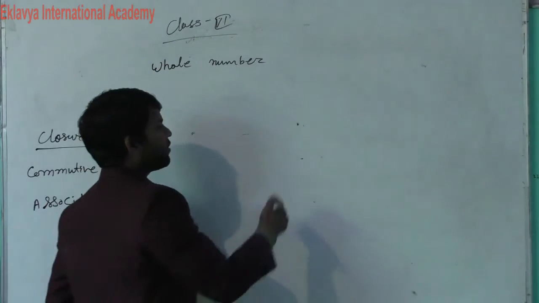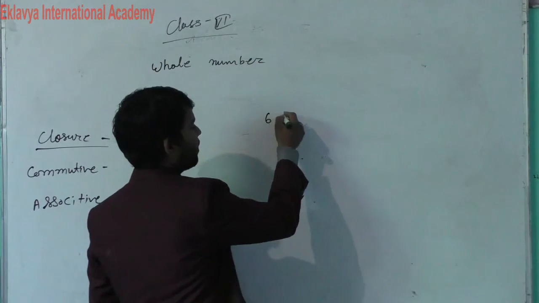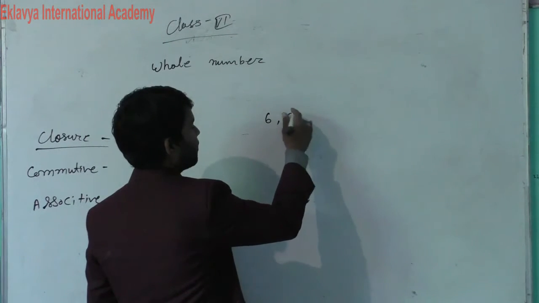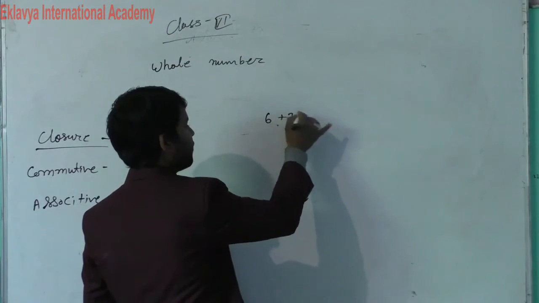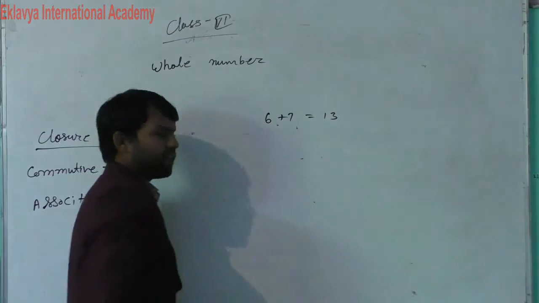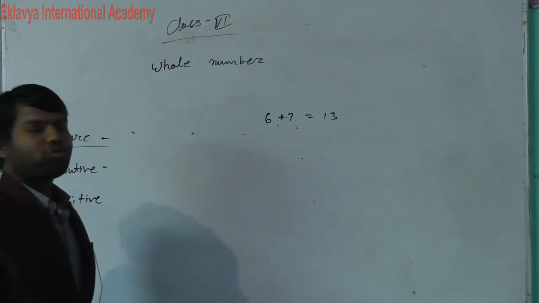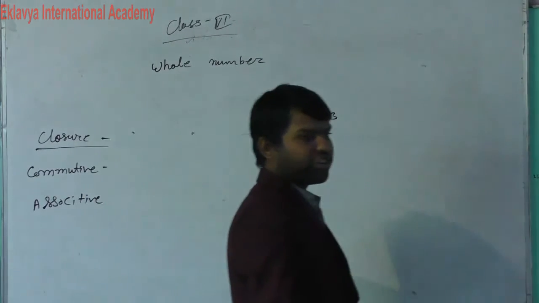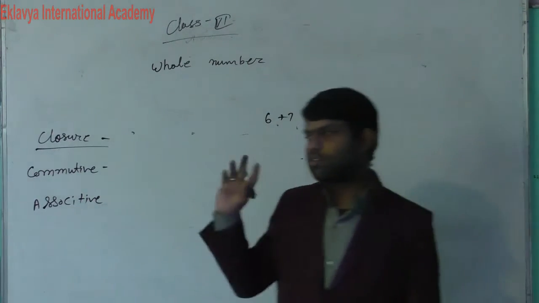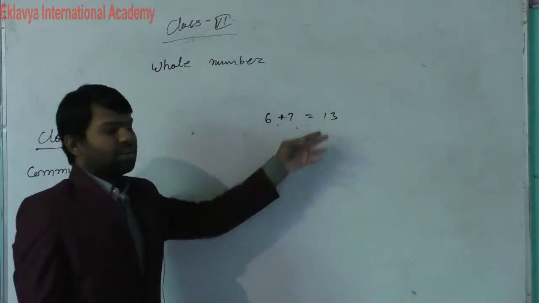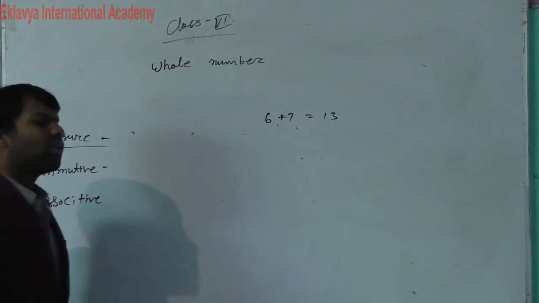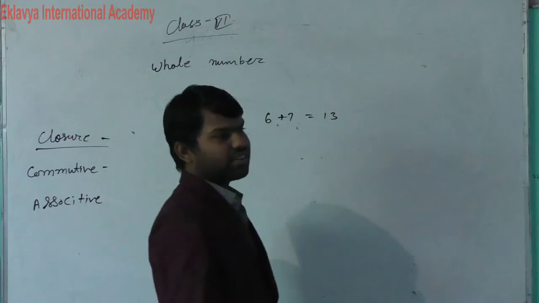Here a number is given: 6, 7. 6 plus 7 is equal to 13. Here we want to write two statements of subtraction. Our first question is given two numbers, and the addition of these two numbers is 13. Now we want to write two subtraction statements.